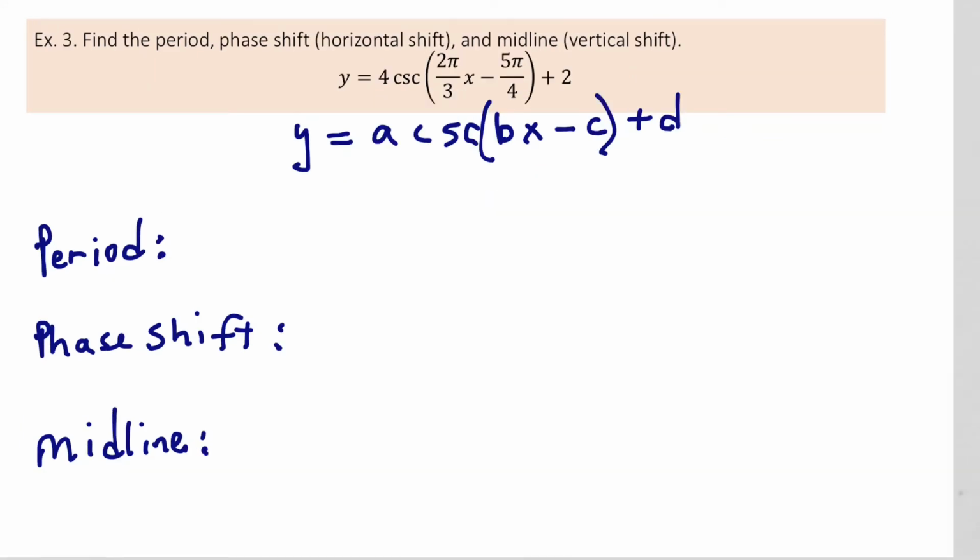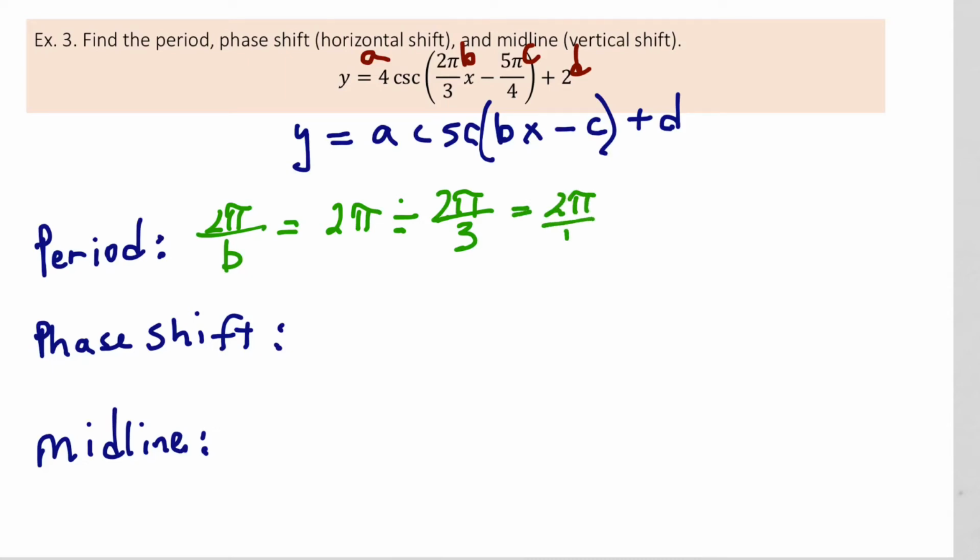So we're going to find the same 3 things for this equation. So we have an A, a B, a C, and a D. For the period, our period is 2 pi over B. So that's 2 pi divided by 2 pi over 3, which is my B here. So that's 2 pi over 1 times, flip and multiply, 3 over 2 pi. It looks like these will cancel the 2 pi's, so you have 3 over 1, so that's 3. So my period is 3 here.